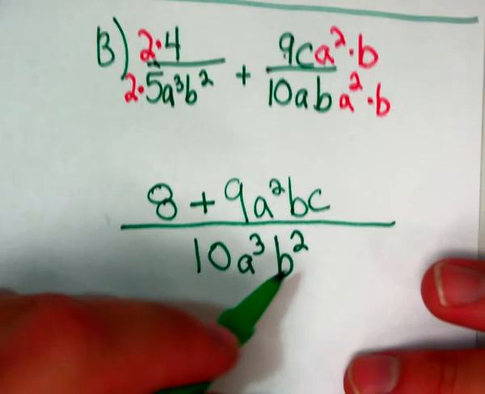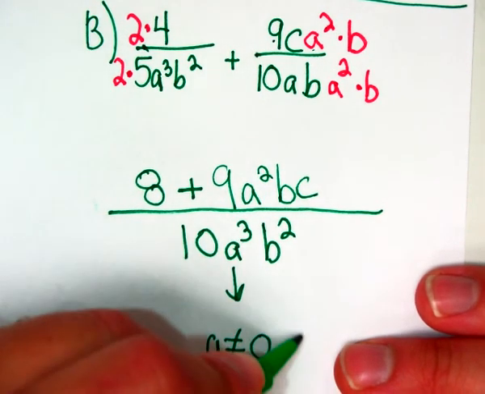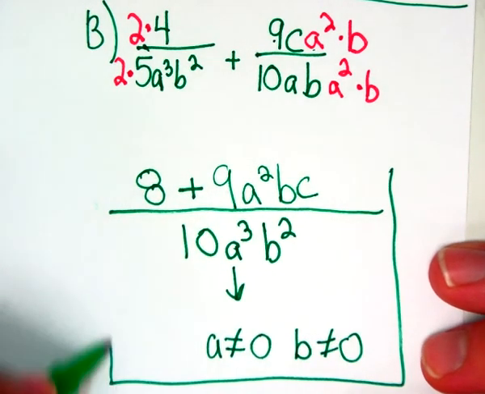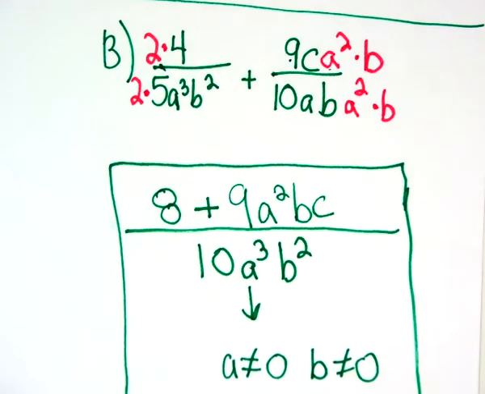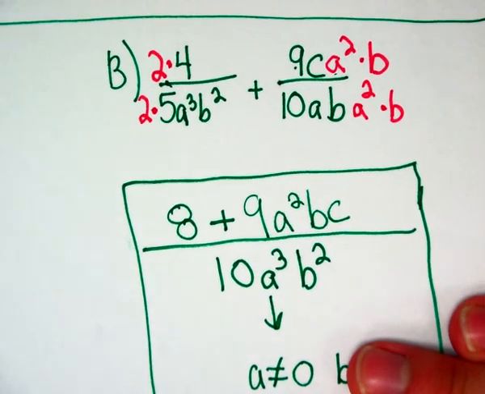Again, let's talk about the domain restrictions on this one. A cannot equal 0, and B cannot equal 0. So this is our total problem right here. All right, those were the easy ones. Now let's switch gears over to the more complicated ones.